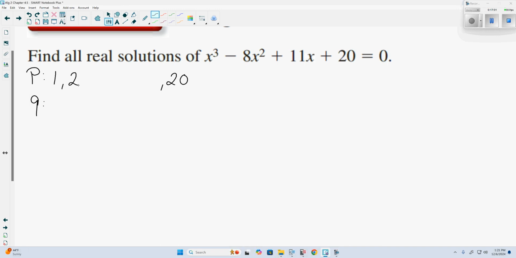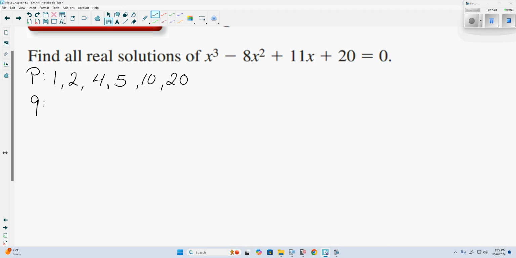2 goes into 20, yes, and it's 2 and what? 2 and 10. So 3 is not a factor, 4 is, 4 and what? So all the factors of 20 are 1 and 20, 2 and 10, 4 and 5. Questions on this so far?